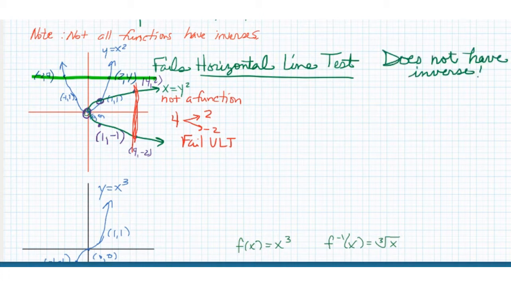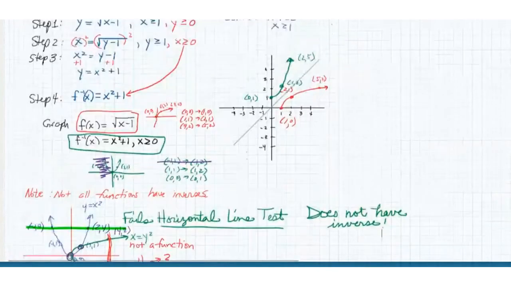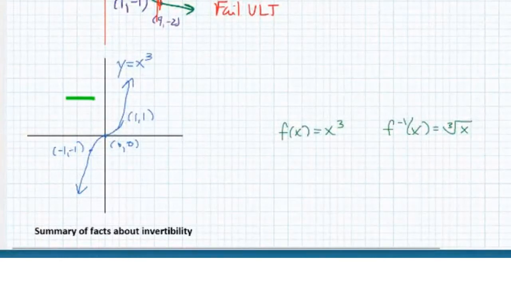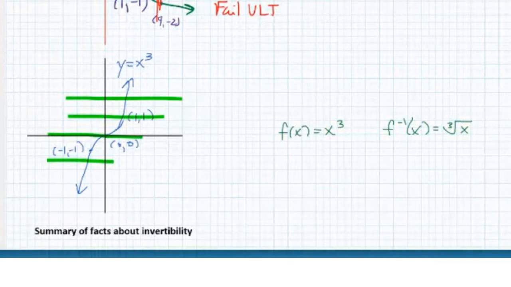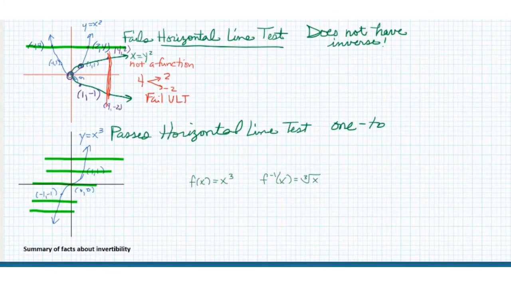Now, a function that passes the horizontal line test is called a one-to-one function. An example of a one-to-one function would be y equals x cubed. For y equals x cubed, I can draw a horizontal line anywhere I want to, and I only hit one point. So that means this passes the horizontal line test. And since each x value matches up with only one y value, we say there's a 1-to-1 relationship, and we call the function a one-to-one function. And if it's a one-to-one function, then it has an inverse.